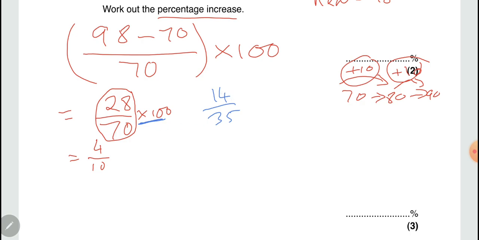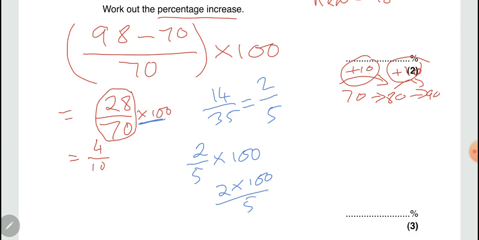Now I know that 7 goes into 14 and 7 goes into 35. 7 goes into 14 2 times and 7 goes into 35 5 times. So I have 2 over 5. I can't simplify any more than that, times it by 100. So this is the same as saying 2 times 100 divided by 5. So we know that 2 times 100 is 200. So 200 divided by 5 is equal to 40.